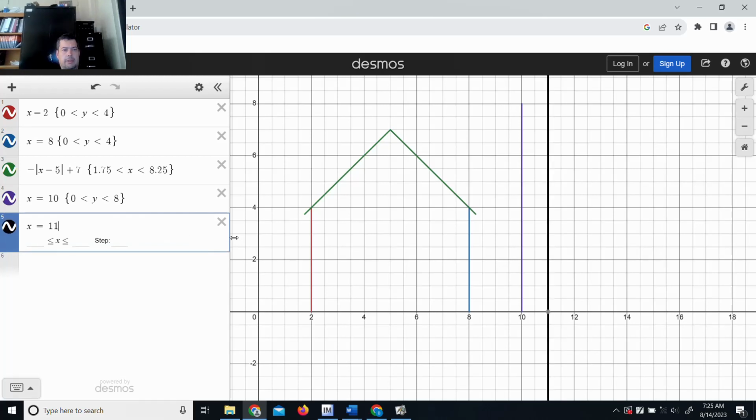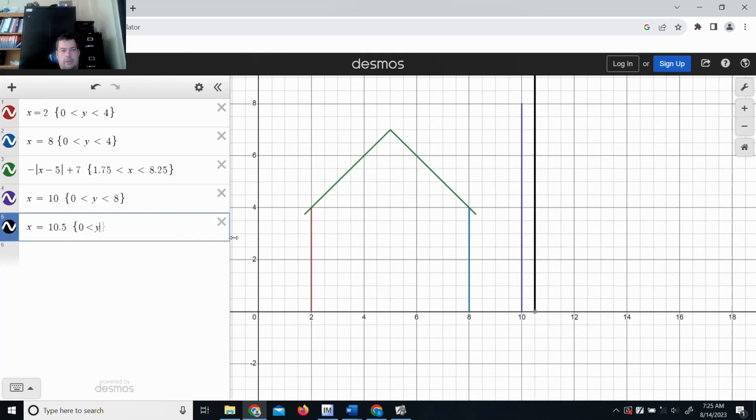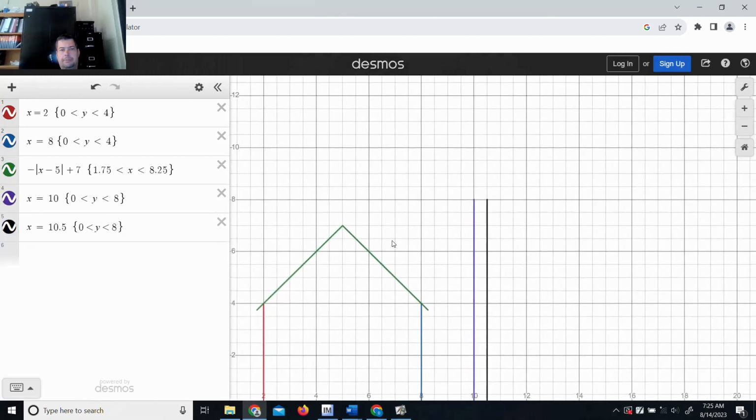Oh, that's a pretty thick tree there. 10.5. 0 less than y less than 9. Oops, 8. I hadn't quite woke up. So there's my tree. And I don't know that you would normally do a tree with a parabola. You'd probably use a circle, but whatever. You can also do lines and stuff. There's lots of little things you can do here.